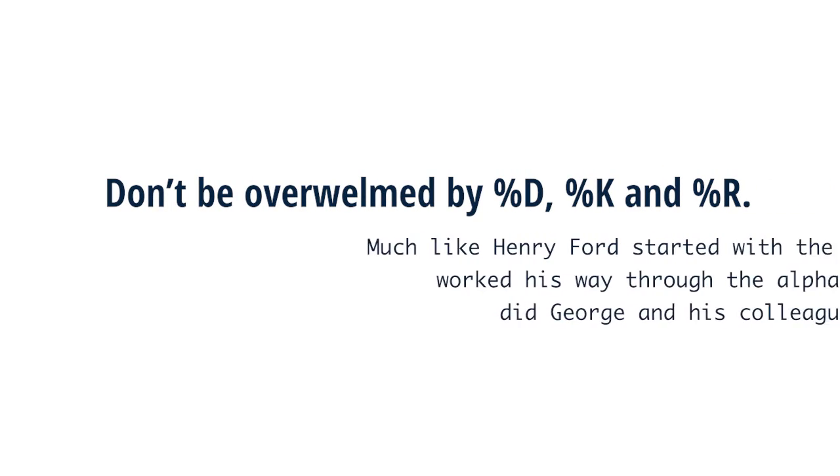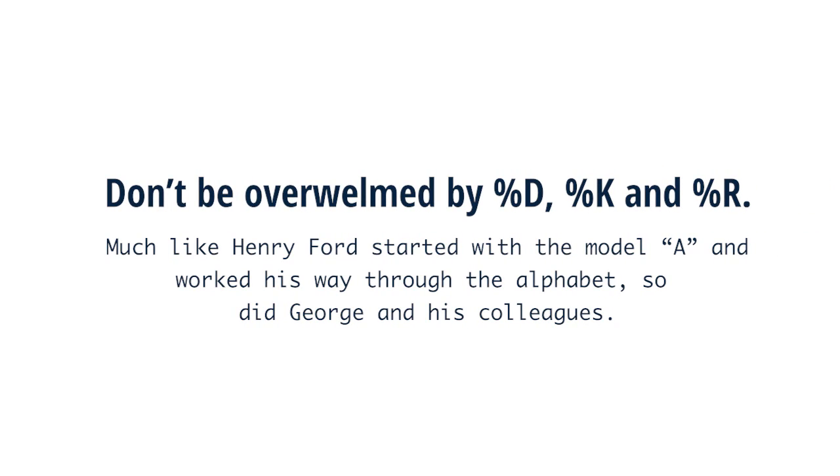So not to get confused with %D, %K, %R, that type of thing, Henry Ford started with the Model A and went B, C, D, E, F, G, all the way through to T until he came out with the Model T success. And so when George Lane and his colleagues were doing that for stochastics, they kept working their way through, and they did the same thing. They used %A, %B, %D to try and find a rhythm that worked out nicely.